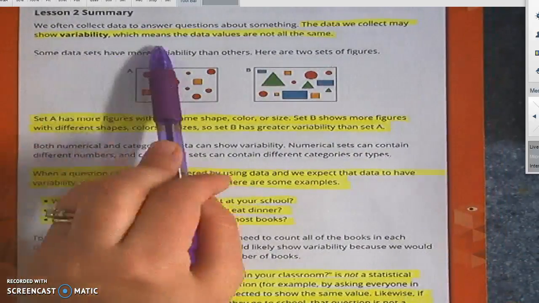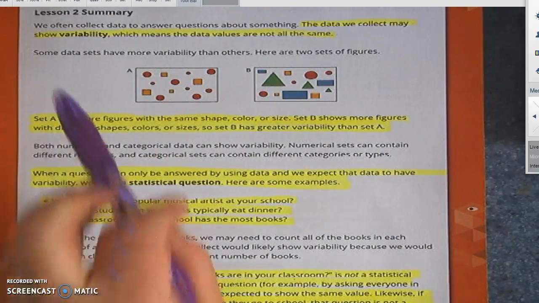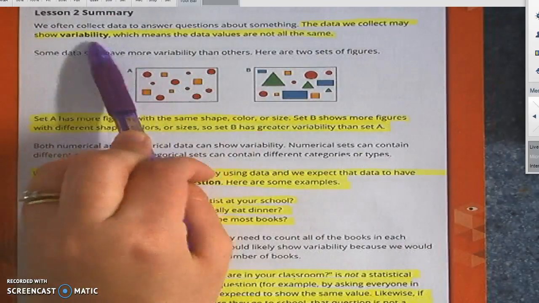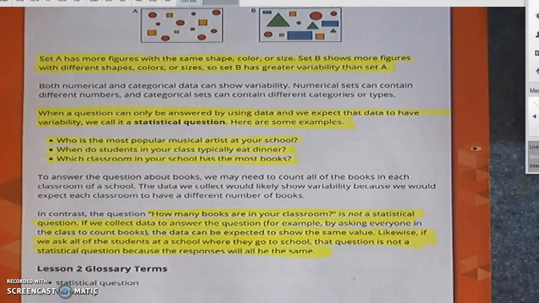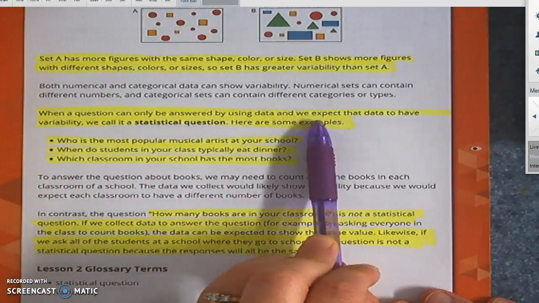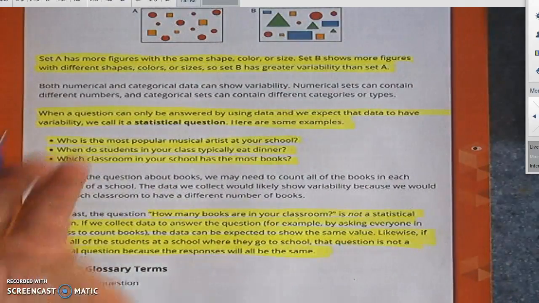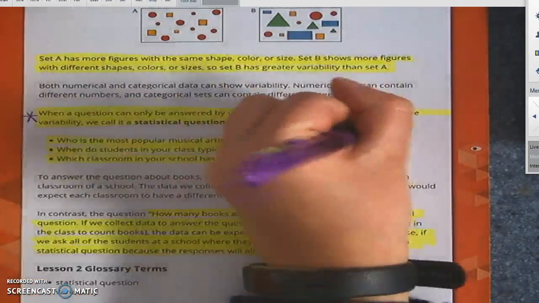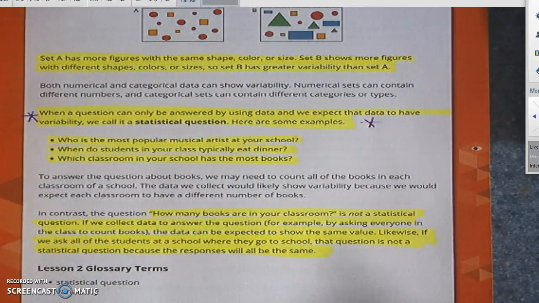It went back over variability, which is if we expect everyone's answers to be the same, or whether we expect there to be differences in people's answers. So it does show variability if not everything's going to be the same. And then it talked about what needs to happen for it to be a statistical question. When a question can only be answered by using data, and we expect that data to have variability, we call it a statistical question. So that's the most important part really out of both of these two lessons.